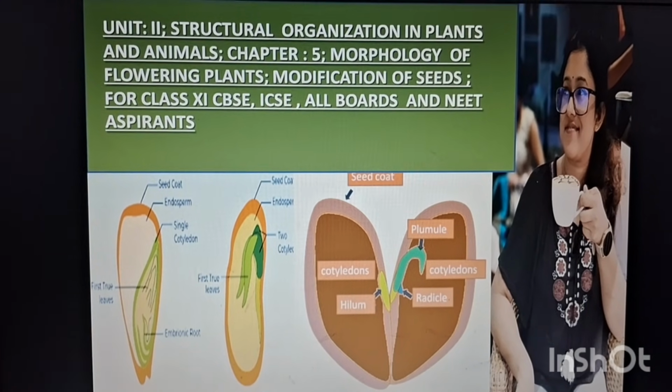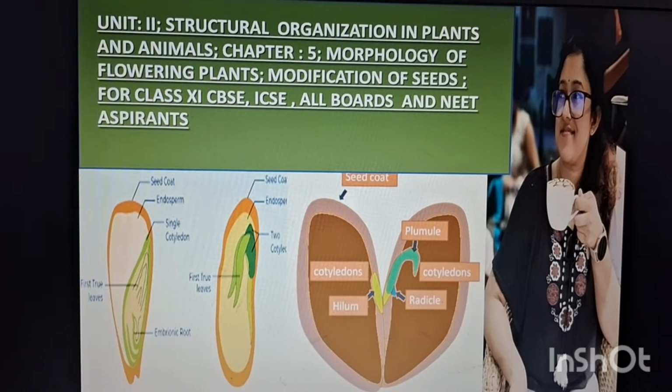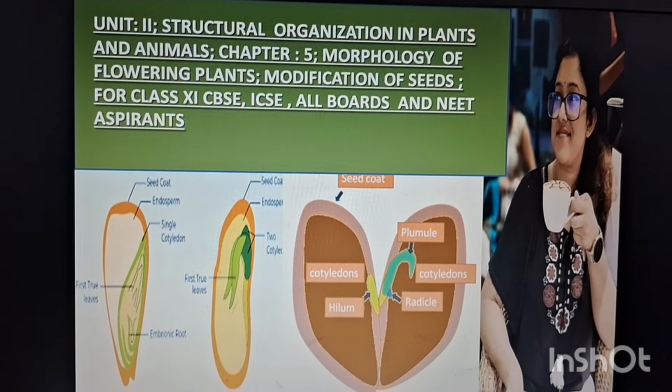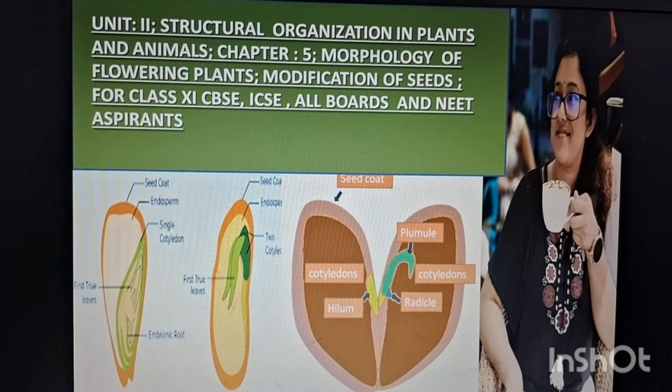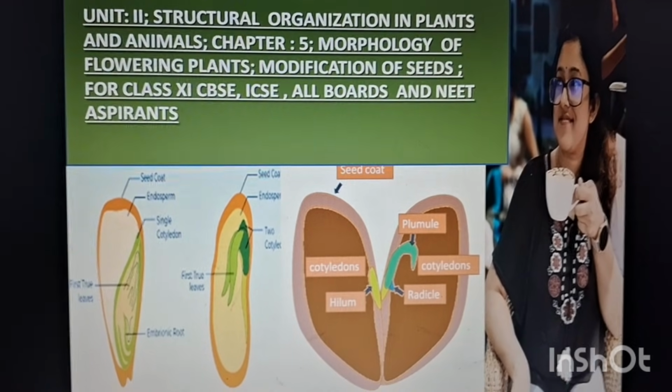Now's content for class 11, CBSE, ICSE, all boards, and also NEET aspirant students. Unit 2, Structure, Organization in Plants and Animals. Chapter 5, Morphology of Flowering Plants. And now I will discuss about the modification of seeds.